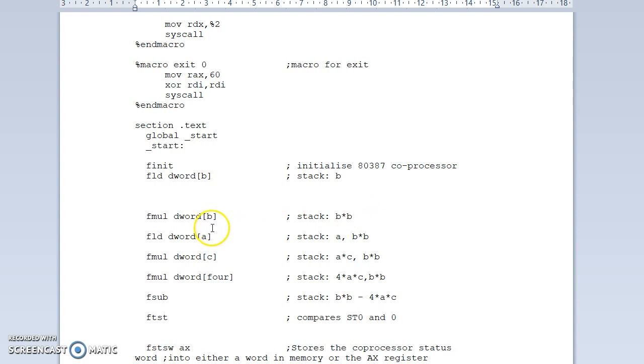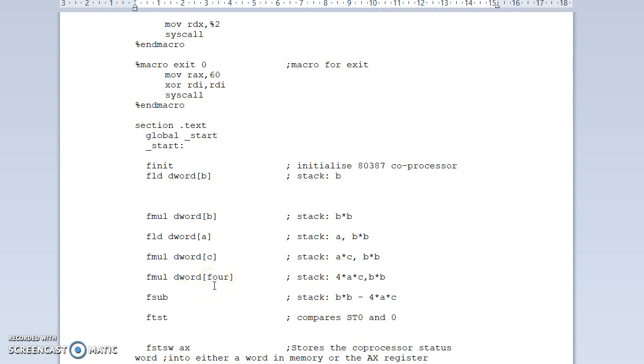Then FLD operand. Again, operand will be stored in the top of the stack. So A is the operand. So A will be stored in the top of the stack, and the other value in the stack is B square. FMUL operand: operand will be multiplied with the top of the stack, and the stack top is currently A. So C will be multiplied with A. So you'll have A into C in the top of the stack along with B square below it.